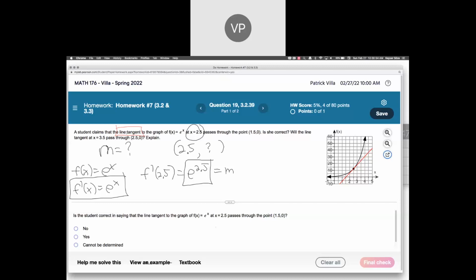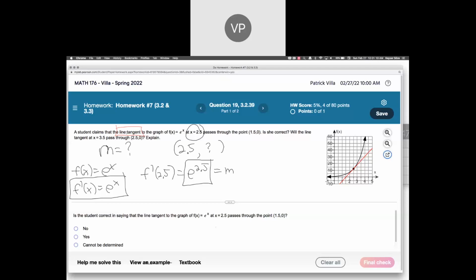Okay, we know that because it's tangent. The derivative tells us the formula for the tangent lines. You plug in the corresponding x where it's touching, which is 2.5. Whatever you get, e to the 2.5 in this case, that is the slope of our red line.